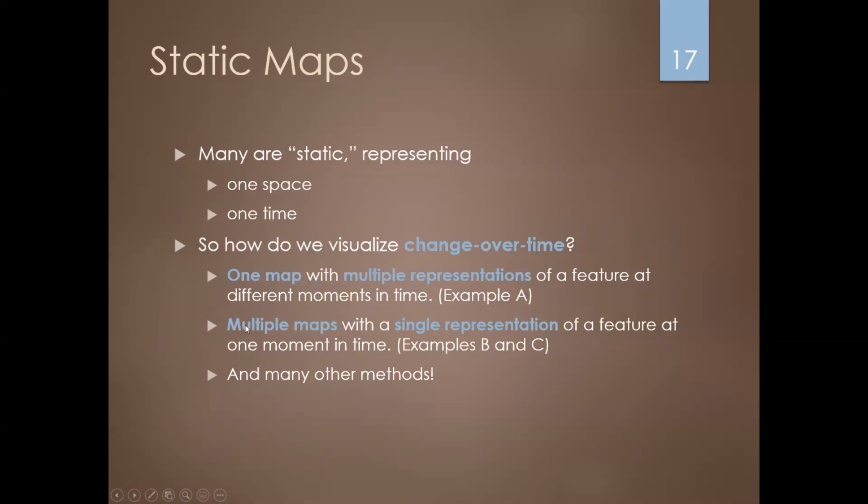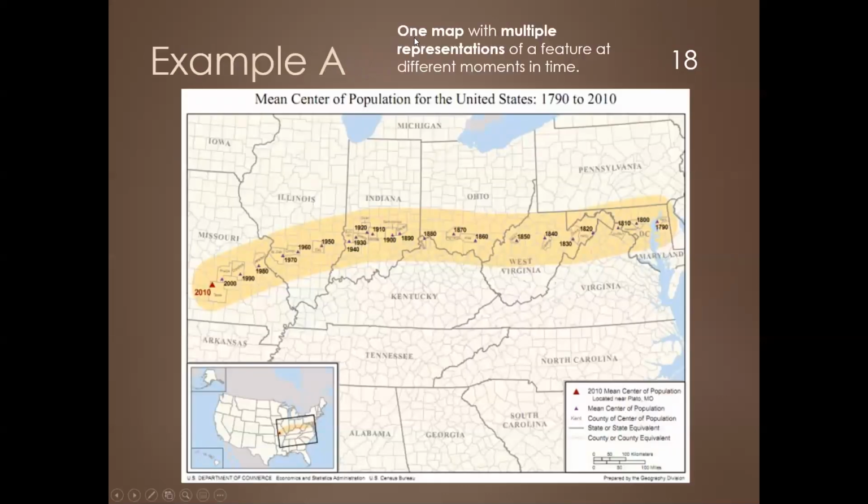We can also use multiple maps with a single representation of a feature at one moment in time. You can consider each map here as a frame in your animation. Okay, but here we do not do animation. We show these multiple frames or multiple maps in front of your viewers, of your readers, of your users. That will be good enough. They are static. They are not animation. Okay. Example here, example A, one map with multiple representations of a feature at different moments in time.